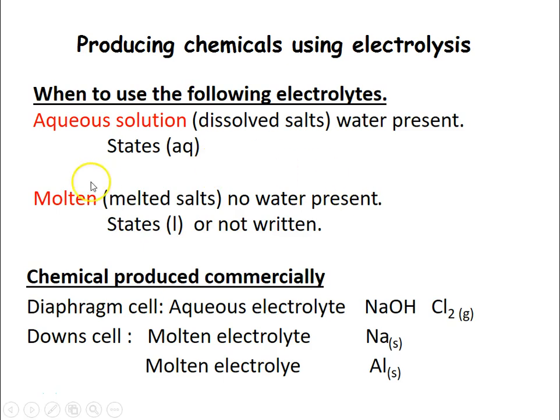The ions have to be moving. So if some of them don't have any water present, to have the ions moving, the salts are heated until they become a liquid. So they're melted or molten salts. The states for these would be liquids, whereas this is dissolved salts, dissolved in water, so the state is aqueous. This video is looking at aqueous ones, where there's water present, and we're making sodium hydroxide and chlorine in the one diaphragm cell.